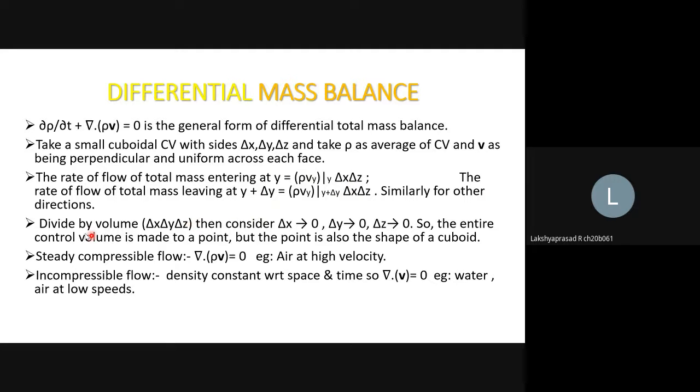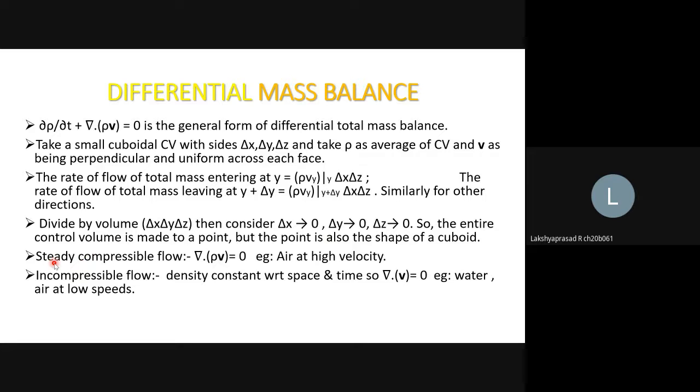Then each term we divide by the volume of the small cuboidal control volume, that is delta x, delta y, delta z, and consider all of these dimensions to go to 0. So the entire volume is made to a point. Proportionately we shrink it. This is called shrinking of the control volume. And therefore we obtain this differential mass balance.